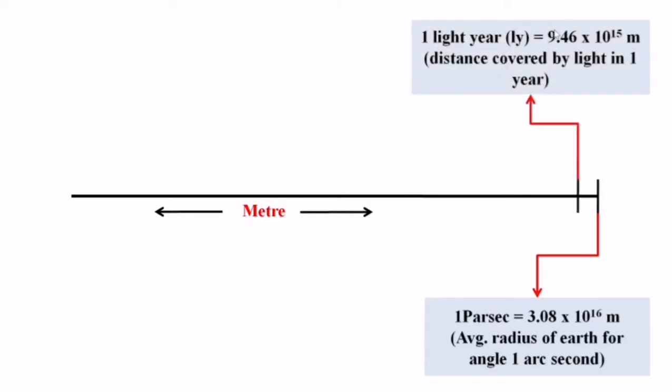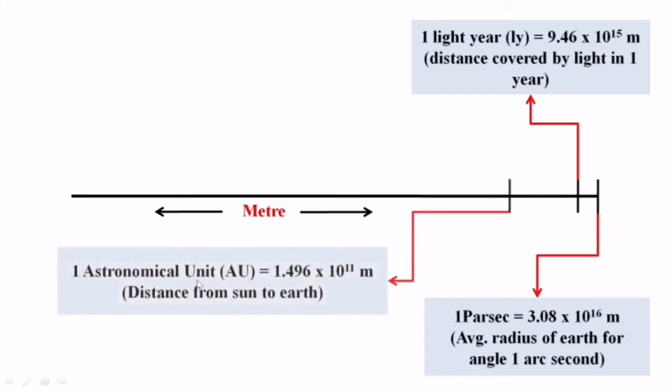Next one is the light year. 1 light year is just the distance traveled by light in a time of 1 year. You know the speed of light, 3 into 10 to the power 8 meter per second, and you have time 1 year, so you can easily calculate the length. 1 light year is 9.46 into 10 to the power 15 meter. And if you compare parsec and light year, you will see that 1 parsec is approximately 3.26 light years. The third one is known as the astronomical unit, or AU. It is mostly used to measure distances on the astronomical scale, and 1 AU is standardized as the distance between earth and sun, which is 1.496 into 10 to the power 11 meters.